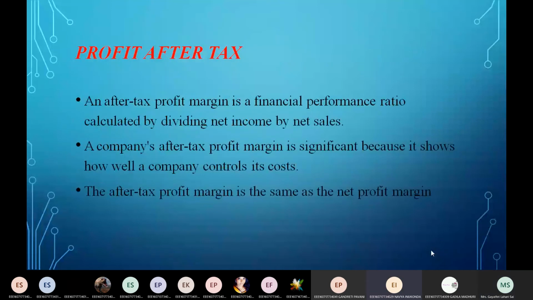Profit after tax, or after tax profit margin, is a financial performance ratio calculated by dividing net income by net sales. A company's after tax profit margin is significant as it shows how well a company controls its costs. The after tax profit margin is the same as net profit margin.